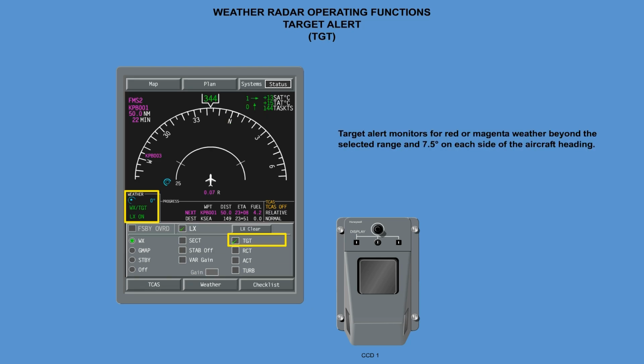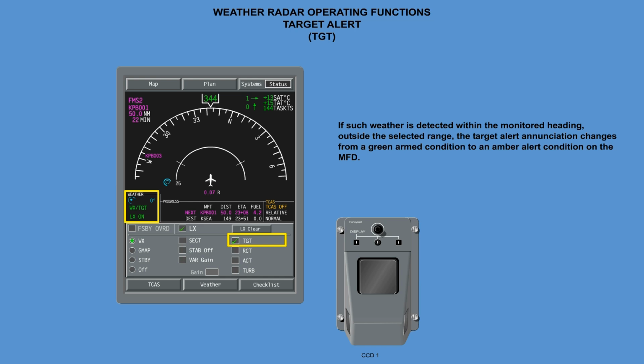Target Alert monitors for red or magenta weather beyond the selected range and 7.5 degrees on each side of the aircraft heading. If such weather is detected within the monitored heading outside the selected range, the Target Alert annunciation changes from a green armed condition to an amber alert condition on the MFD.